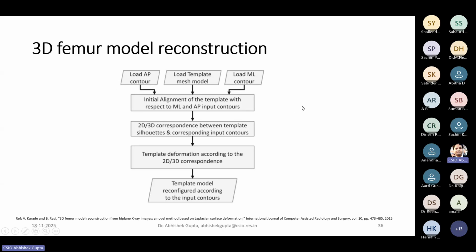Right? So, method-wise, they take the anterior, posterior, and the sagittal or medial view, and one statistical template model of that femur bone, and then they have done some initial alignment. However, they have not explained the calibration at all, so it is doubtful for taking measurements. But the initial alignment is done, then the correspondence is created, and then the deformation. So basically, two X-rays were taken, then alignment and correspondence, then deformation.